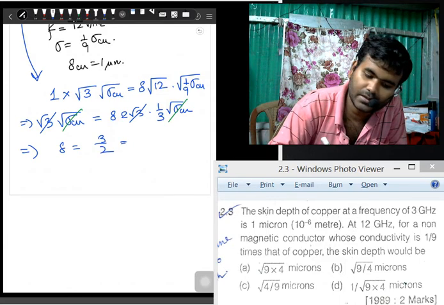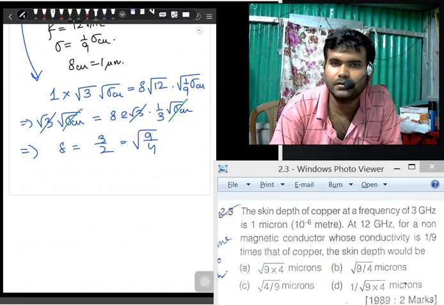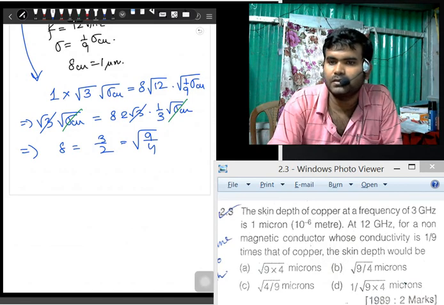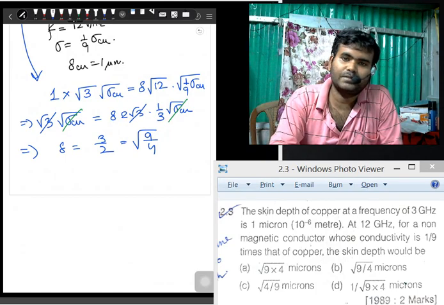And you can write it as 9 by 4. So you can see option B is basically 9 by 4 microns. So option B is correct.